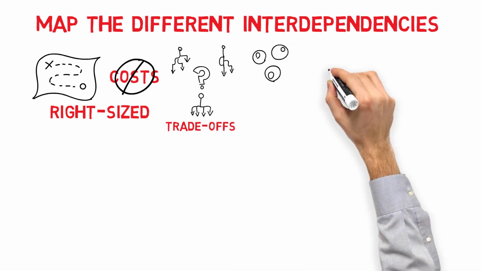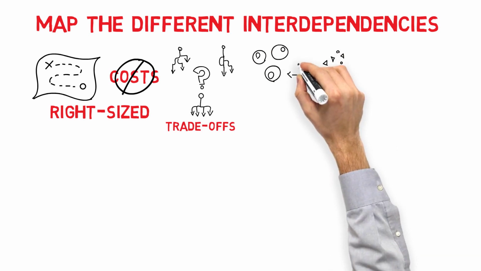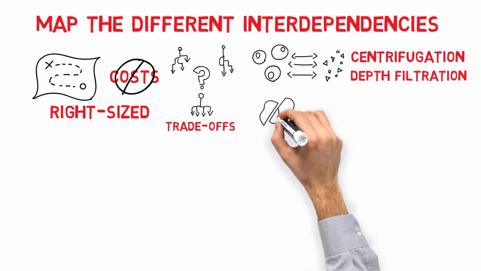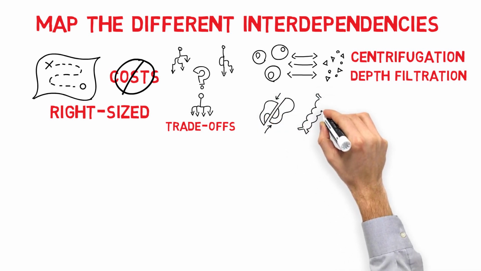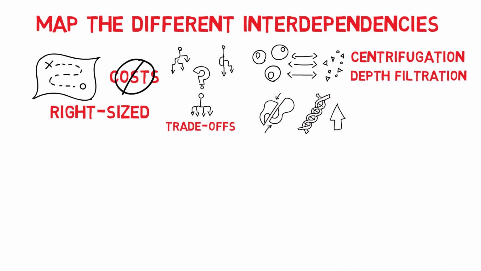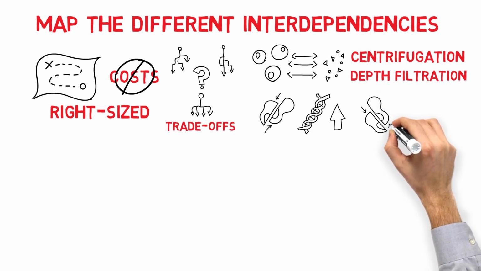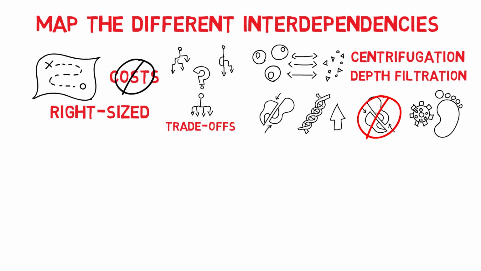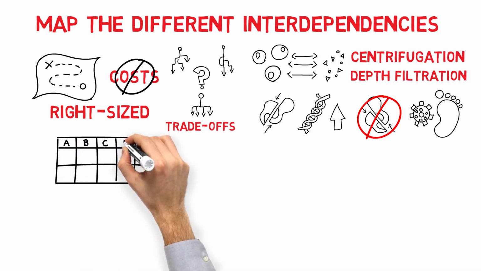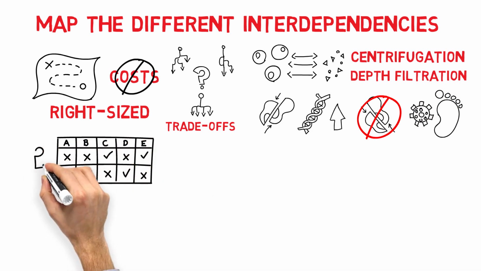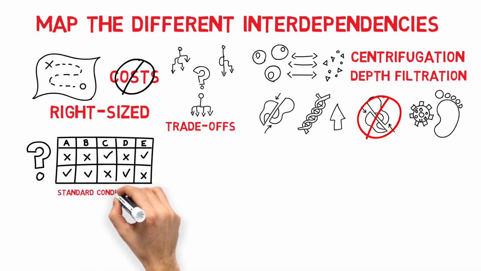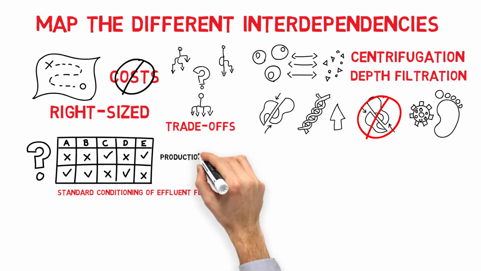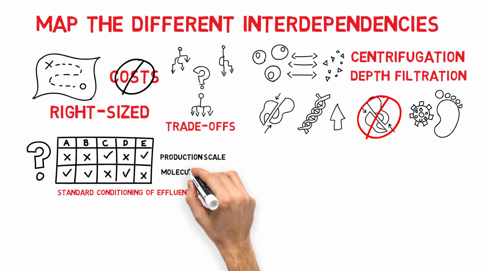For example, extremely high removal of whole cells and cell debris with centrifugation or depth filtration may cause additional shearing of cells and an increase in host cell protein and DNA concentration. Alternatively, low shear unit operations may result in a large equipment footprint. Currently, there aren't many harvest and clarification approaches which result in a standard conditioning of the effluent fluid across a broad array of challenge characteristics resulting from various production scales and molecule types.